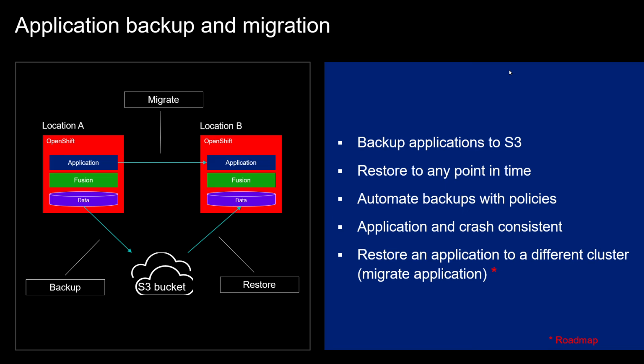Okay. Then you can use that data to restore to any point in time in multiple places. You can create policies so the backups are done automatically for you. And those backups, you can either have application or crash consistent, depending on what application it is. And you'll be able to restore that data to different Spectrum Fusion instances. So in other words, you're migrating the application from, let's say, your on-prem to AWS, or from AWS to IBM Cloud, because now you're going to drop your AWS subscription.